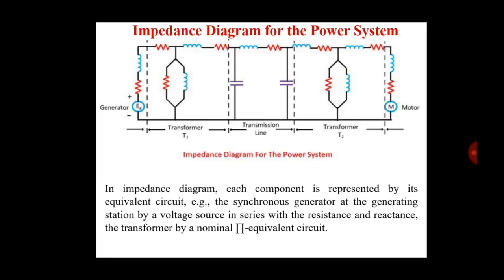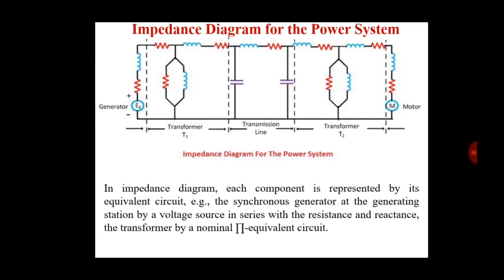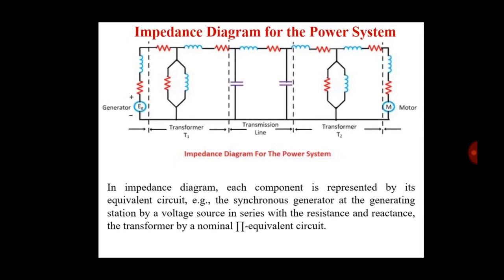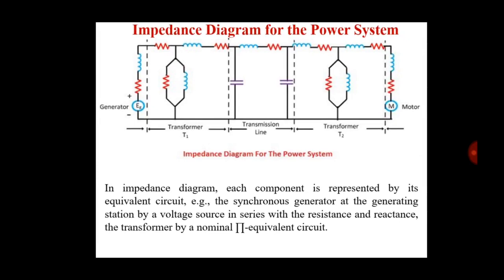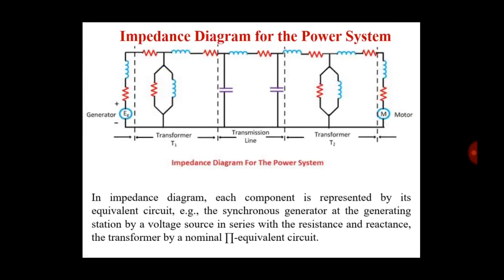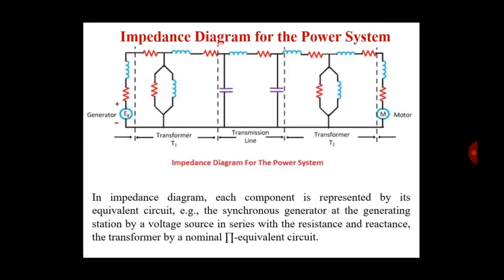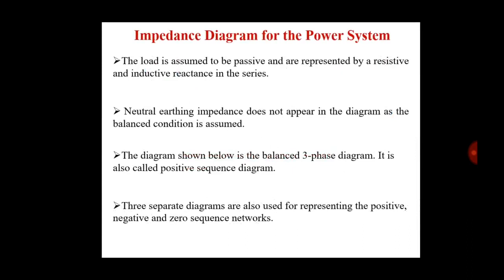For example, the synchronous generator at the generating station is represented by a voltage source in series with the resistance and reactance. The transformer is represented by a nominal pi equivalent circuit. Okay, next, the load is assumed to be passive and is represented by a resistance and inductive reactance in series.